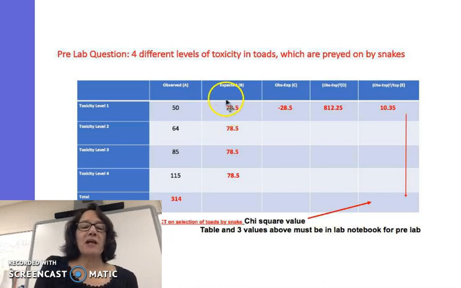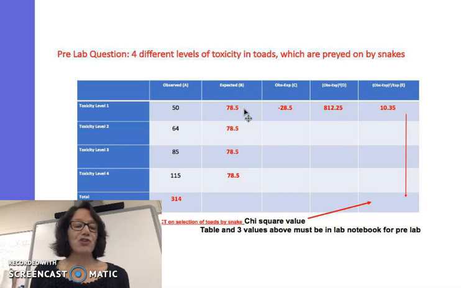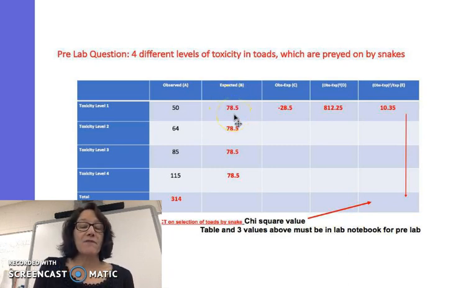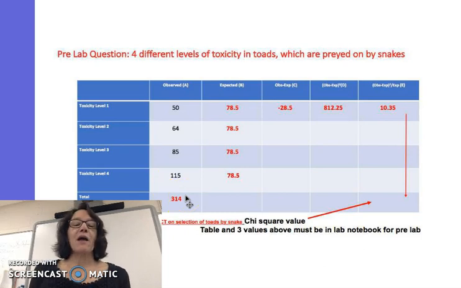Now the number of expected worms in column B, if there were no selection occurring, and if this were a completely random or chance event, that the snake would have equal chance of getting each different type of toxicity level of toad, then this expected number, 78.5, comes from taking the total number of toads that the snake caught and dividing it by 4. That means that if there were no selection happening, I would expect an equal number of each level of toxicity to be caught by the snake.